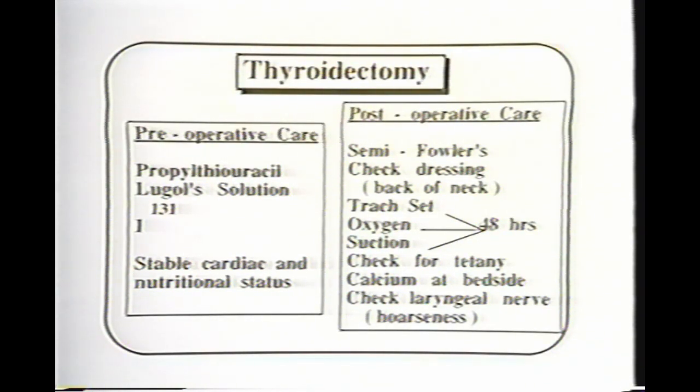And we check for tetany, which we just discussed, with the Trousseau sign, the carpal spasm with the blood pressure cuff inflation, and Chvostek's sign, the tapping of the facial nerve and the grimacing response. And we keep the calcium at the bedside. And we talked about checking the laryngeal nerve for hoarseness. These would all be very important postoperative assessments to make for the thyroidectomy patient.